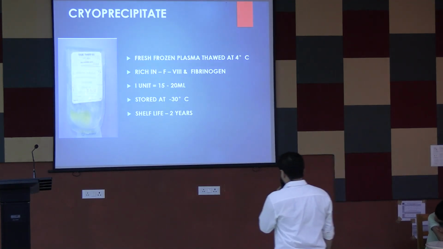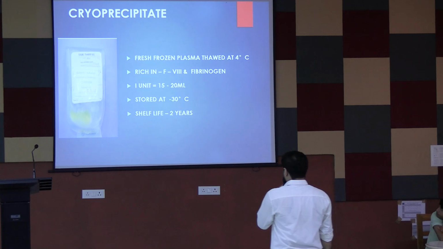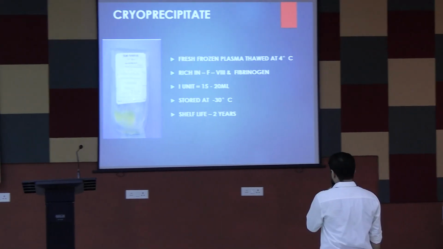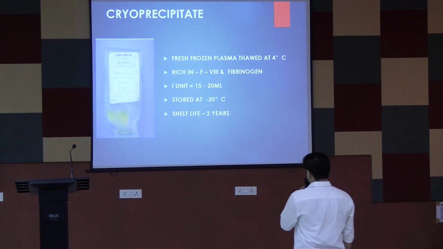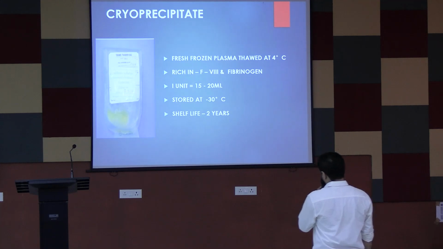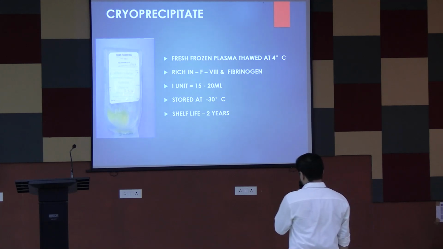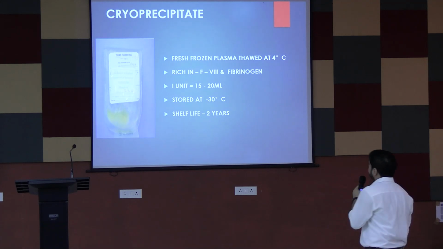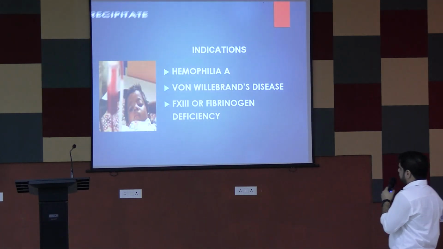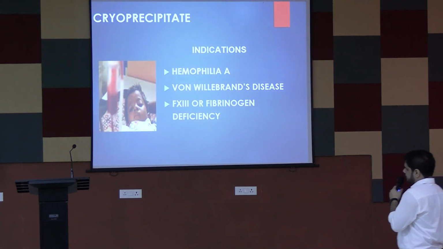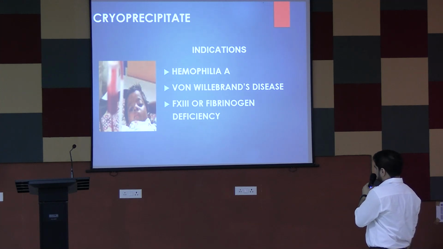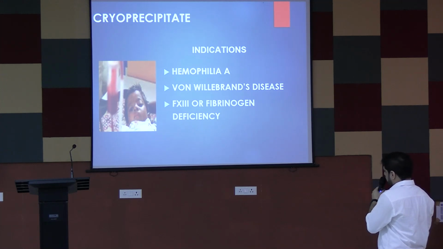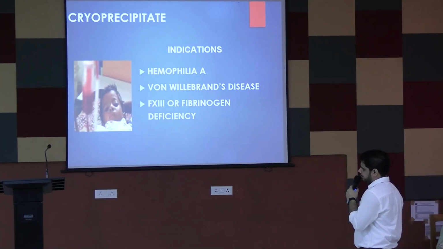Cryoprecipitate is prepared from fresh frozen plasma at 4 degrees centigrade, rich in factor 8 and fibrinogen, 1 unit is 15 to 20 ml, stored at minus 30 degrees centigrade. Shelf life is 2 years. Indication to give cryoprecipitate: hemophilia A, von Willebrand disease, factor 8 or fibrinogen deficiency.